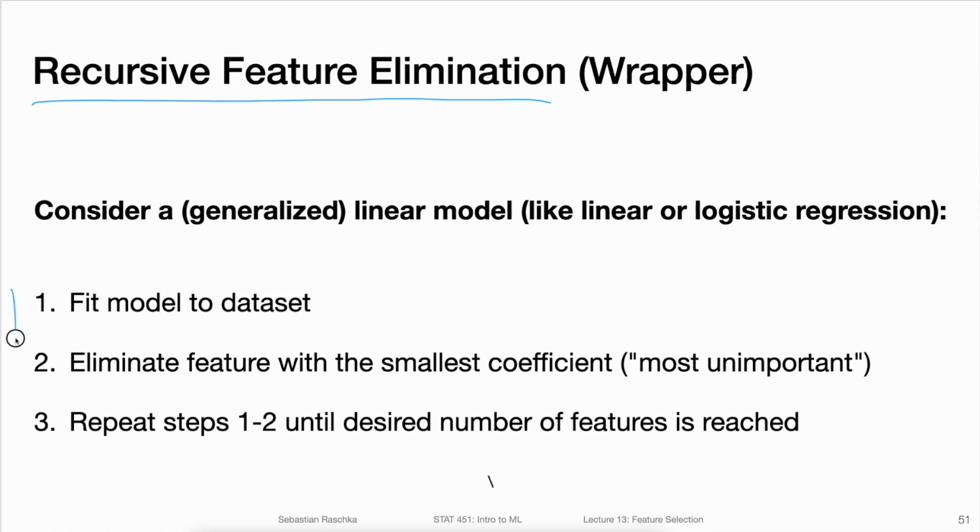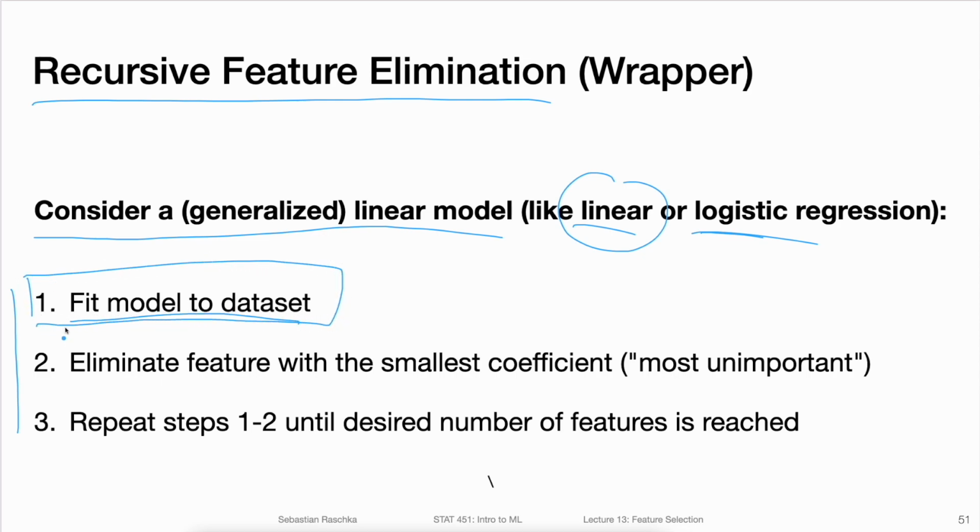Conceptually, recursive feature elimination is actually pretty straightforward. So we can summarize the main approach in 3 steps. The first step would be fitting a model to the data set. And usually for that, we consider a linear model or a generalized linear model, like linear or logistic regression, where linear regression would be a normal linear model, and logistic regression would be a generalized linear model. So considering that we have a linear model, the first step would be just fitting the model to the data set. So nothing really special here.